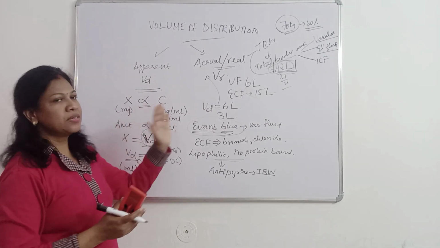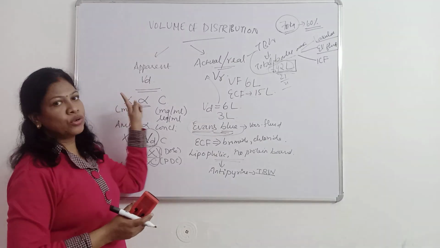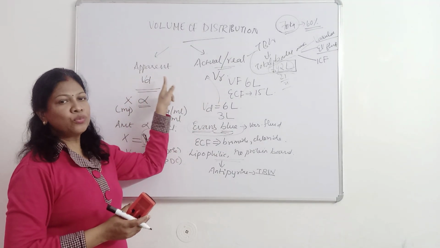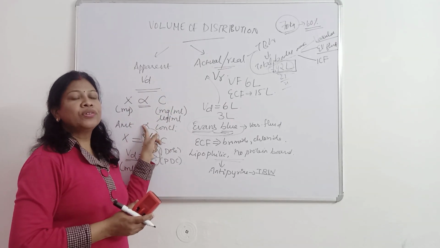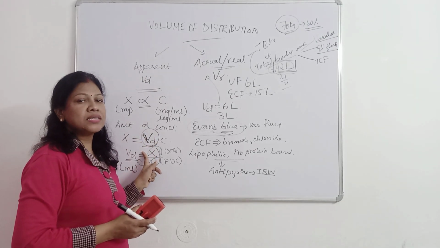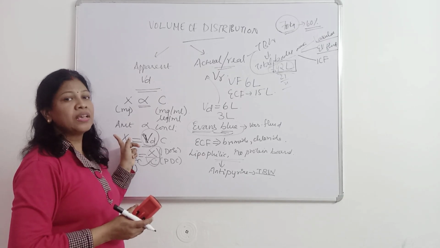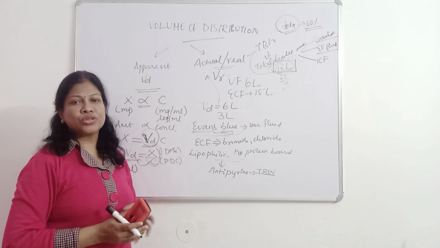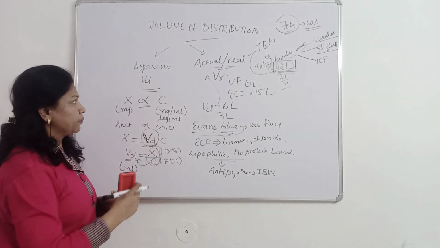So we have discussed two volumes of distribution. One is apparent volume of distribution and another is actual volume of distribution. Apparent volume of distribution is the ratio of the amount of drug administered to the body to the plasma drug concentration, and the unit of this volume of distribution is ml. Whereas actual and real volume of distribution depends upon the total body water.